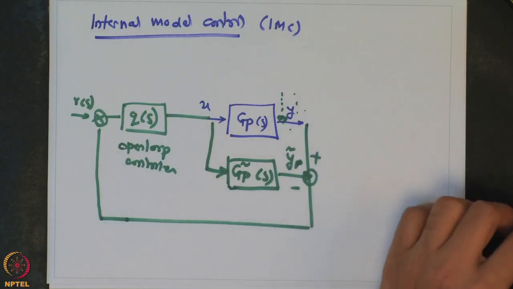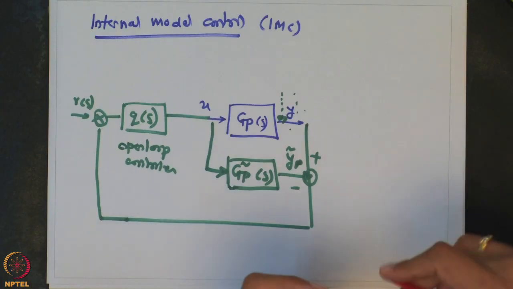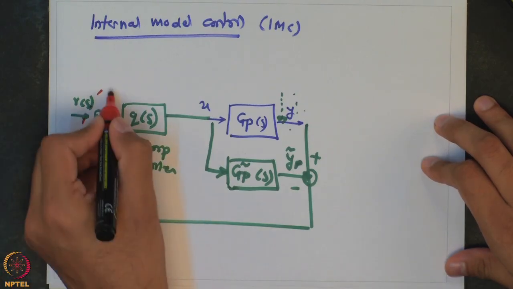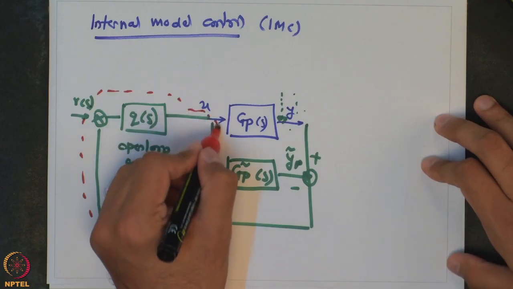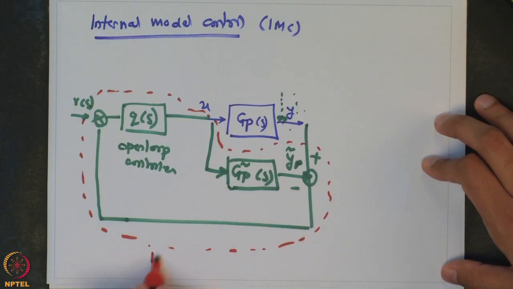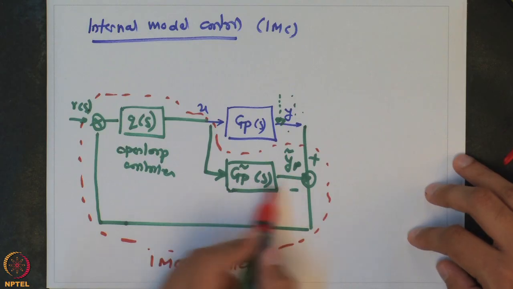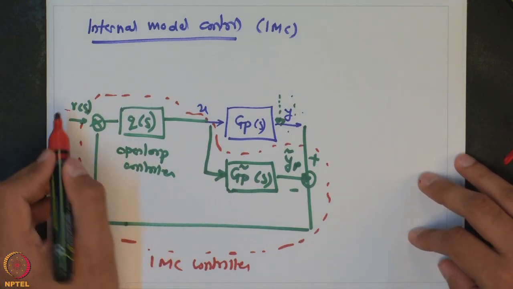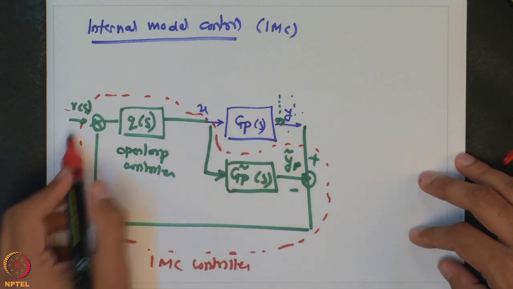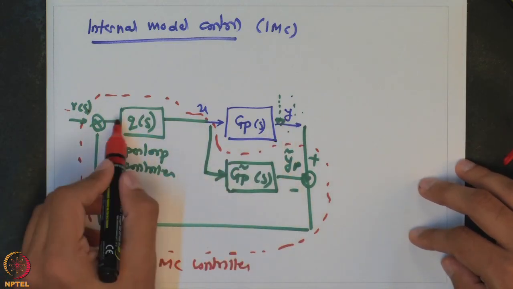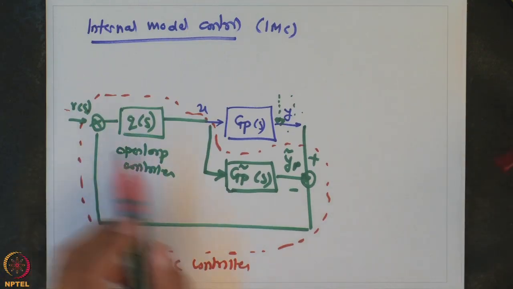So, your overall controller, if you want to see, is this. All these actions are done inside a controller. So, this would be your IMC controller. It has two parts, one is prediction of the output and the other is this control law. By having a desired value as well as the error between the prediction and the actual plant, it is going to compute the manipulated variable.